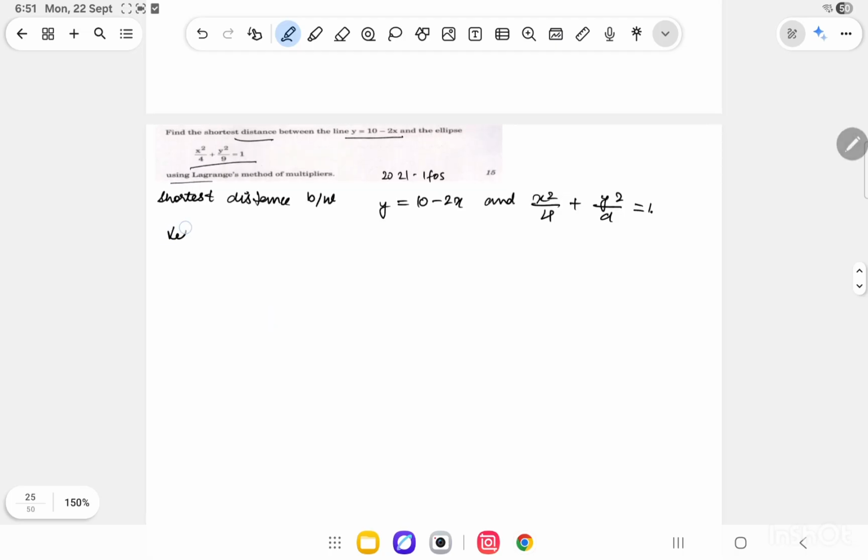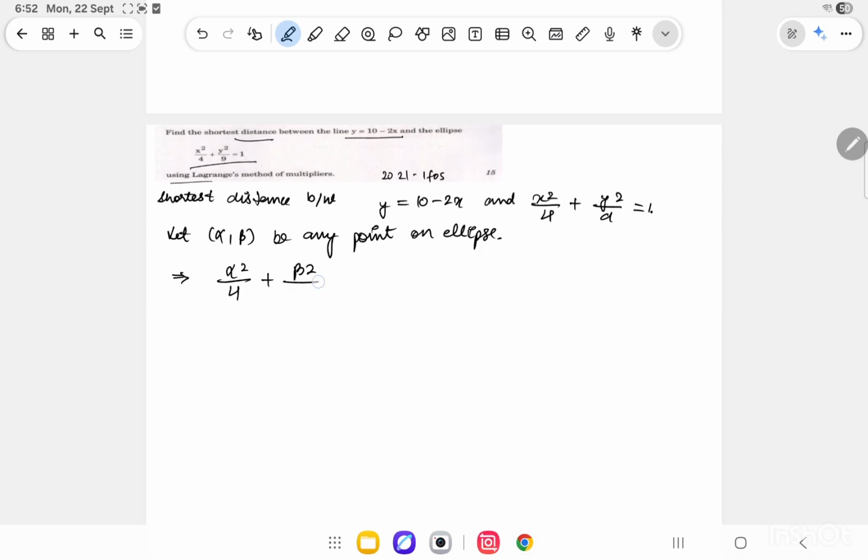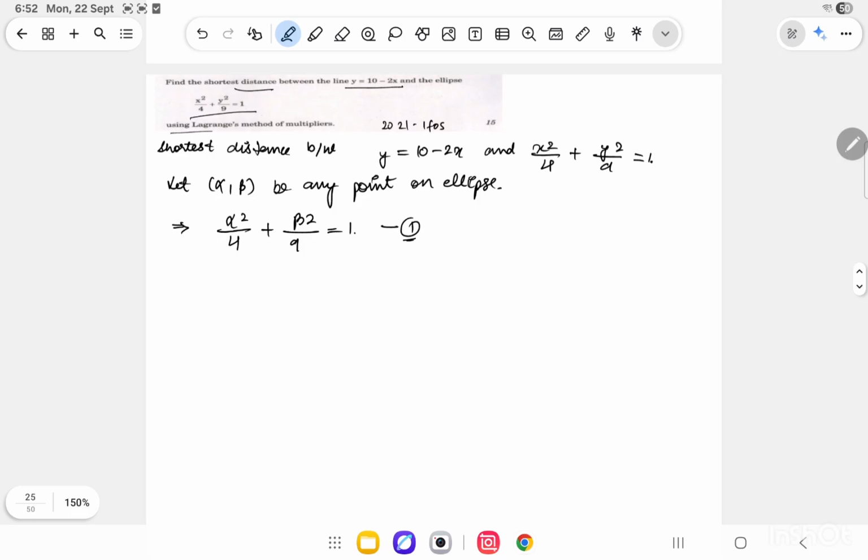So let us assume that (alpha, beta) is any point on the ellipse. If it is a point on the ellipse, then it must satisfy the equation of the ellipse. So from there I'll get alpha square by 4 plus beta square by 9 equals 1. Let's name this equation number 1.